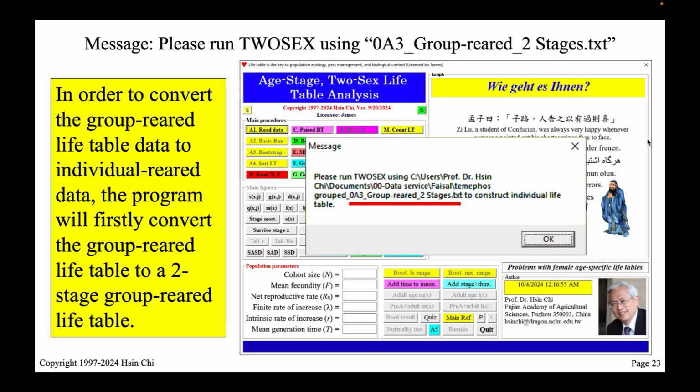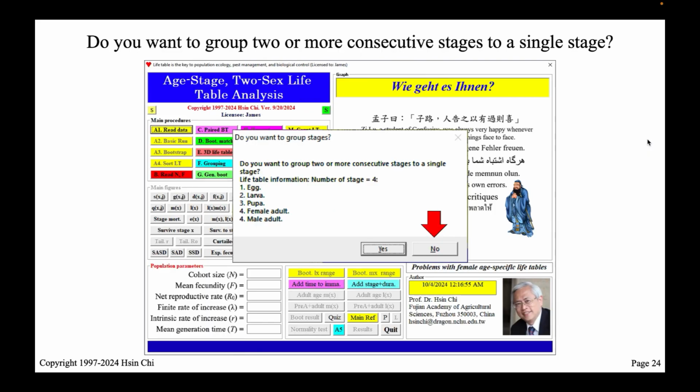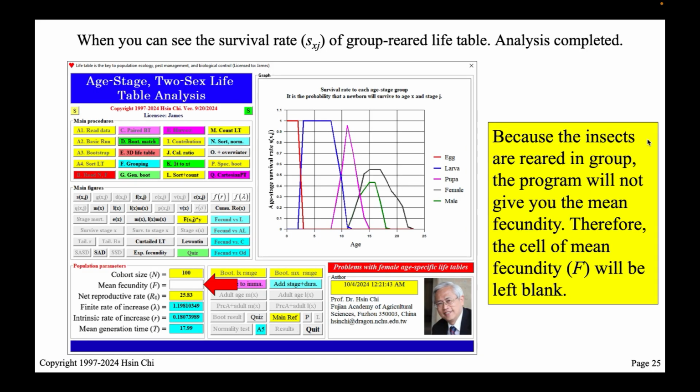You will see the message, please run toSeq using 083_group read_toStage.txt. In order to convert the group read live table data to individual read data, the program will firstly convert the group read live table to a 2-stage group read live table. When you see the message, do you want to group 2 or more consecutive stages to a single stage? You can choose no. When you can see the survival rate SXJ of group read live table, analysis completed.